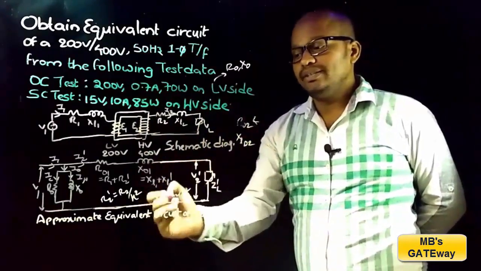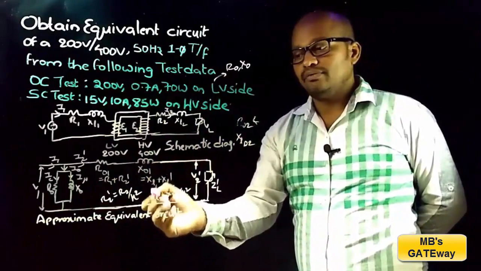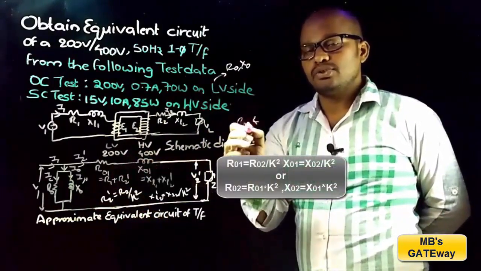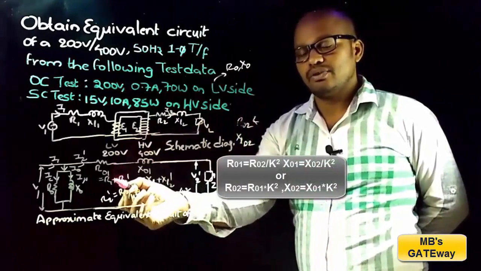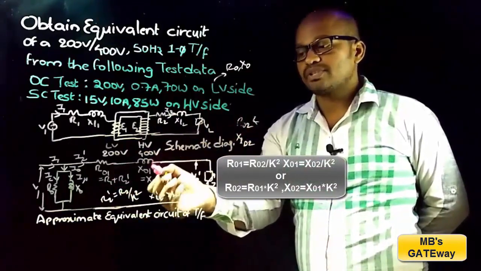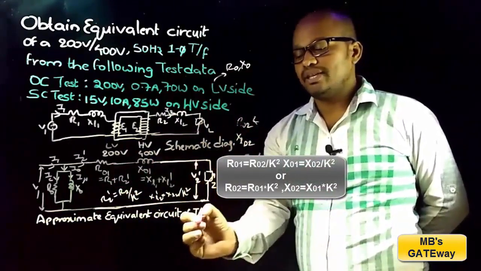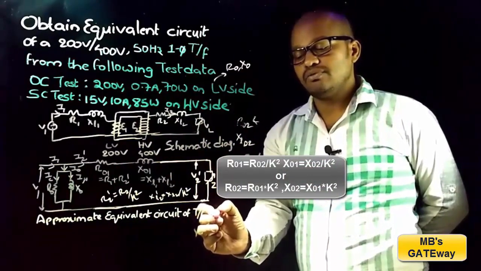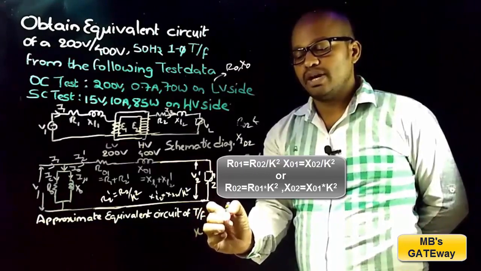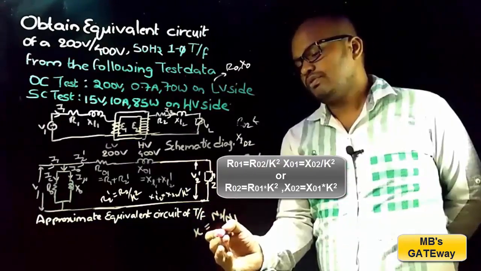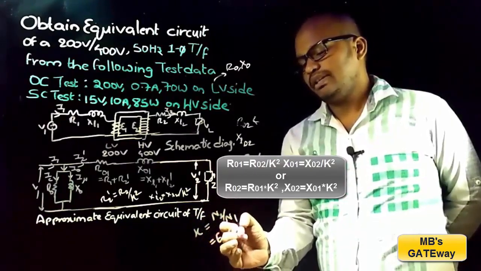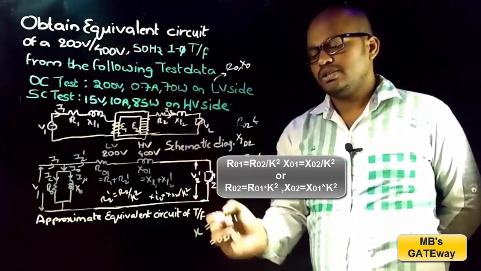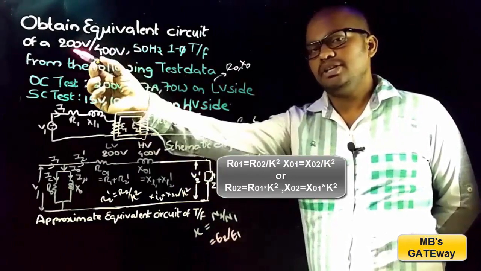But to get the equivalent circuit of transformer we need to find R01 and X01. So from R02 we must find R01, and from X02 we must find X01, where K is the transformation ratio constant, which is equal to N2 by N1, which is equal to E2 by E1, where E2 is the secondary induced voltage and E1 is the primary induced voltage.